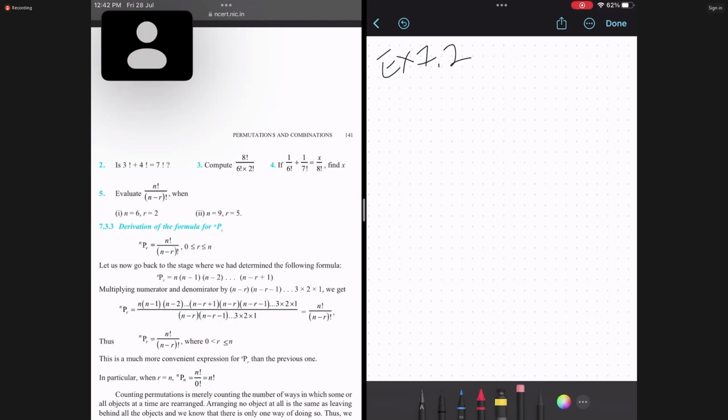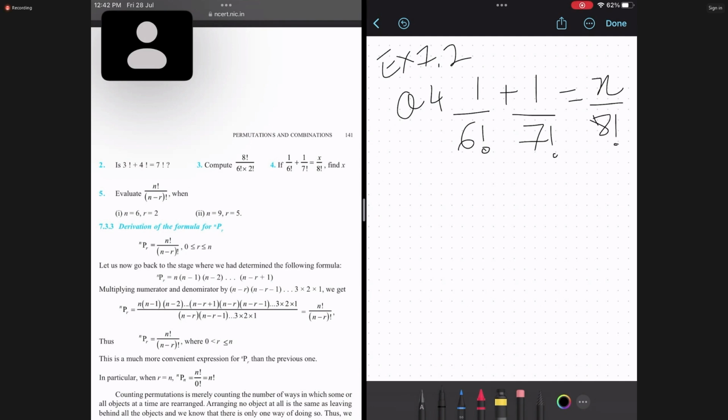Now, we have question number 4 with us, which says 1 upon 6 factorial plus 1 upon 7 factorial is equal to x upon 8 factorial. Correct. So rather than actually calculating out these factorials, what I'm going to do is take out things common, and we'll be able to better visualize how we are able to efficiently solve this question, right?